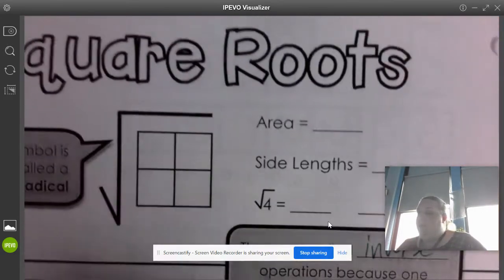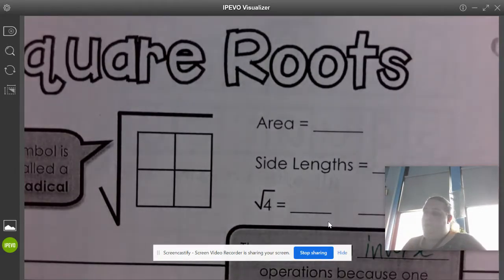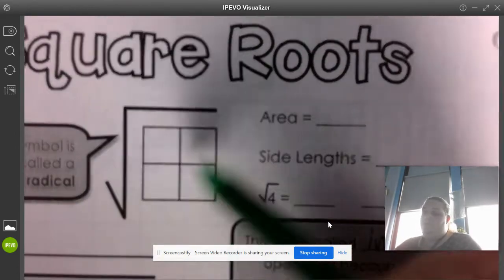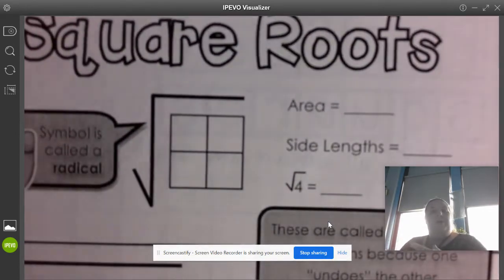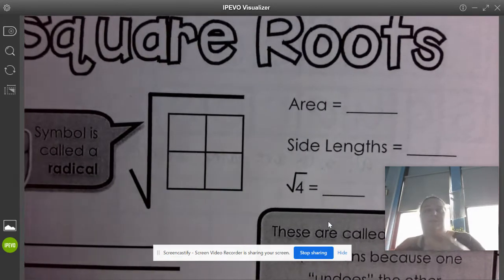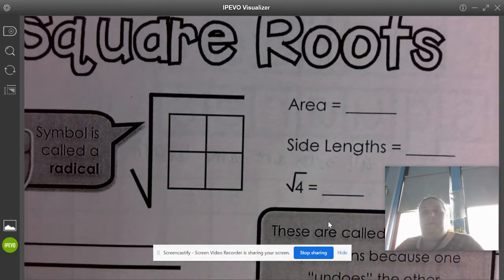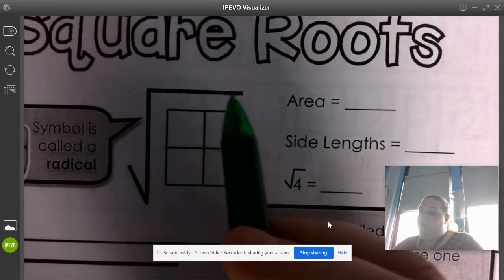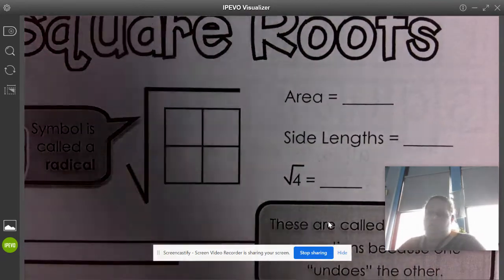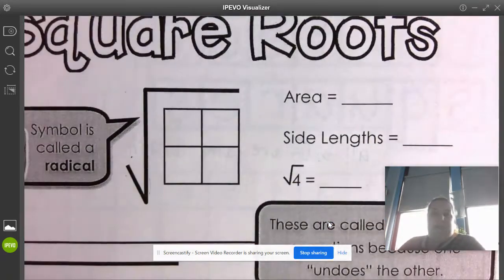When you are taking a square root, you're going to see this symbol over a number. They're giving us a visual so we can actually see what they're talking about, where this comes from. We call this symbol a radical. It almost looks like a division sign, but with a little tail on the end.